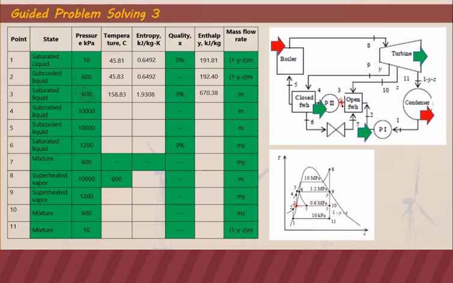3 to 4 is pumping. So that is an isentropic process. So 3 and 4 have the same entropy. So using two values, we can get temperature and enthalpy as well.